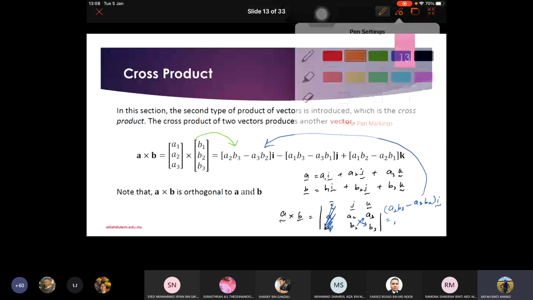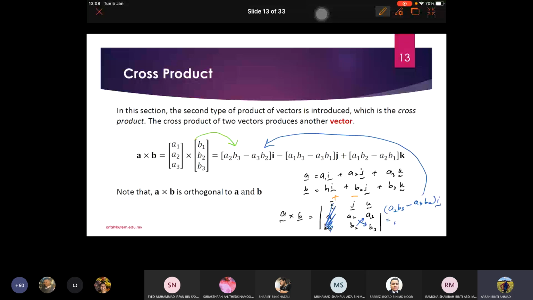So dia punya tanda akan jadi plus. Minus plus. So untuk J dia akan jadi tolak. Tutup J komponen. So akan jadi A1 darab B3. Yang itu darab that one. Okay. And then plus balik untuk K komponen. So note that A cross B is orthogonal to A dan B. So A cross B dia akan jadi orthogonal vector function. Okay. Cross product. Okay, so done with this one.